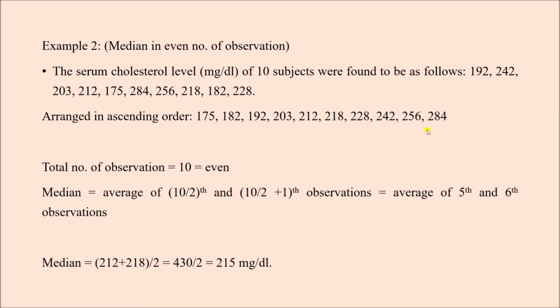So in the data set, the 1, 2, 3, 4 and 5. This is the fifth value and this is the sixth value. So we have to take the average of the fifth and sixth value. So average of 212 and 218 is 215. That is why the correct answer is: median serum cholesterol level in the given data set is 215.